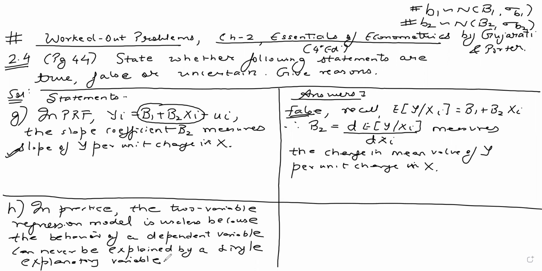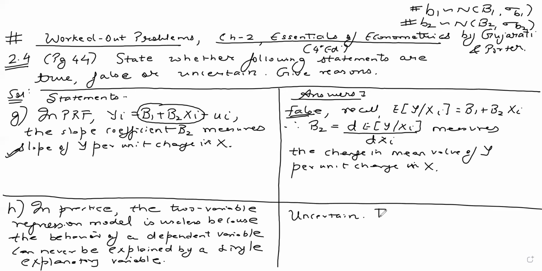Okay, so again, if you look at H, now we can't say whether it's true or false, because there are some models where the dependent variable might just be explained by one single explanatory variable, and there might be models where one explanatory variable may not be sufficient to explain the behavior of a dependent variable. So I can say that the answer for this is uncertain. Hoping all students have understood statement H. Basically your answer is just uncertain because you can't say.